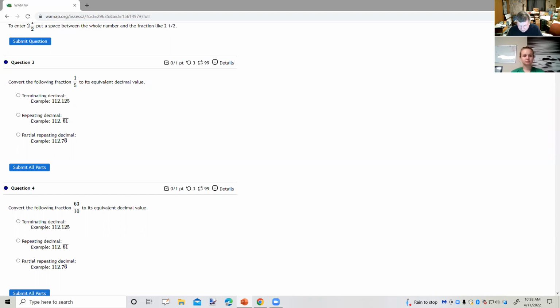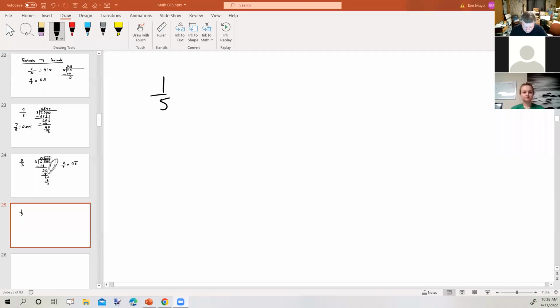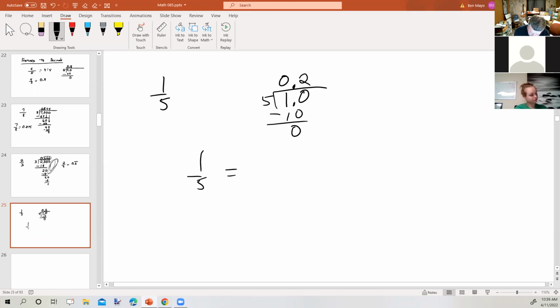Okay. So 1/5, 1 divided by 5. 1 doesn't go into 5, so it goes in 0 times. We'll add a 0. Notice the decimal point went straight up. 5 goes into 10 twice, and it goes in exactly. So 1/5 is 0.2. This is a terminating decimal. It doesn't continue to repeat.